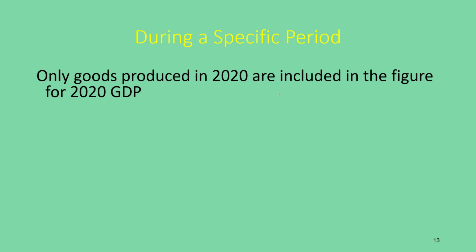Only goods produced in, say, the year 2020 would be included in the figure for 2020's GDP. If they were produced in 2019 but weren't sold until 2020, then they aren't included in 2020's GDP because they've already been included in 2019's GDP. Again, we want to avoid double counting as much as possible. So it has to be produced within the year or the period being measured to be included in that period's GDP.